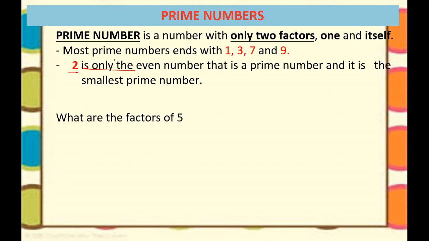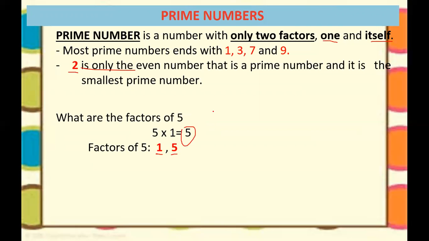Now, I'll give you an example. What are the factors of 5? So factors of 5 are 5 times 1. So meaning, what are these two numbers, these two factors, that when we multiply, will give us 5? So 1 times 5. Do we have more? We don't have any more. So what are the factors of 5? 1 and 5. From the meaning itself of prime number, it says 1 and itself. So 1 and 5. How many factors does this number 5 have? It has 2 factors, 1 and itself.